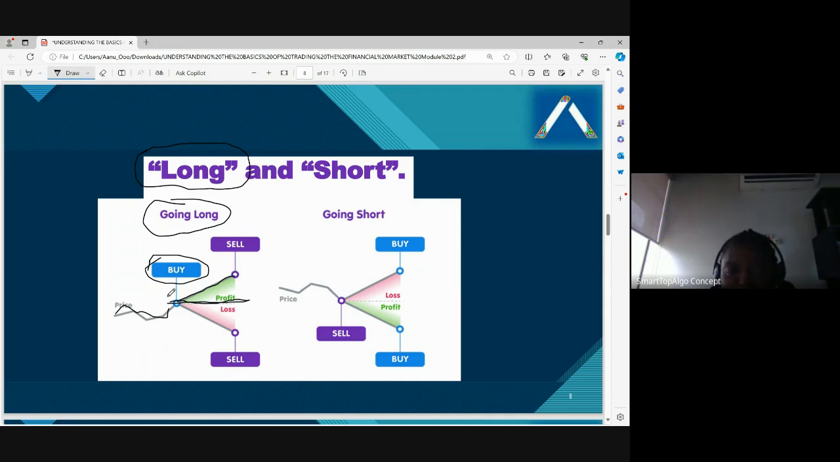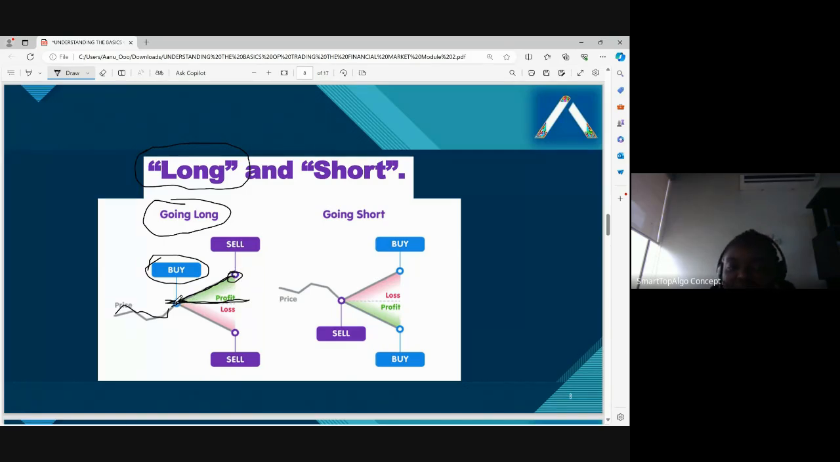Now, when you buy at this point and price begins to appreciate, if you get to this point and you want to close your trade, what it basically means is you want to sell the trade you have bought at this point. The moment you're selling, it means you are selling it back to the broker. So when you sell at this point, you've closed your trade, and you make profit.